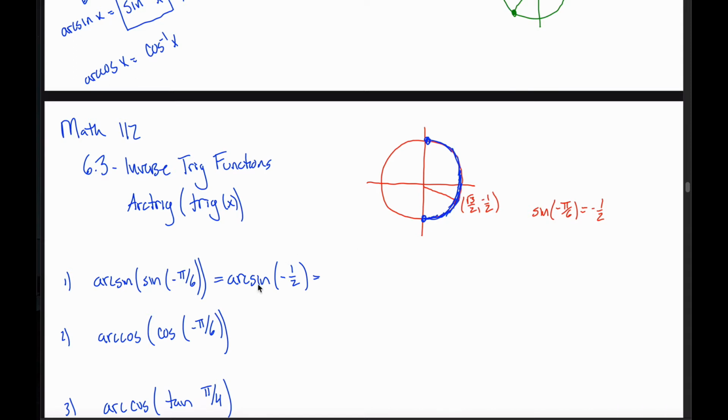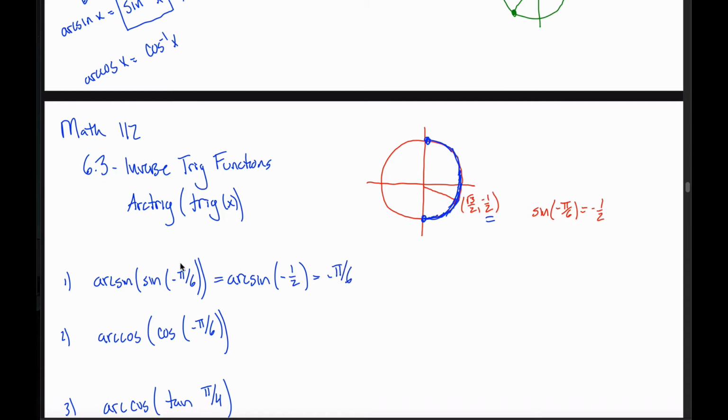Okay, so what am I looking for again? I'm looking for an angle, and I want the sine of that angle to be negative 1/2. Well, the sine of the angle is the y-coordinate. Hey, wait a minute, I already had that. The sine of the angle was negative 1/2 right here at negative pi over 6. What that means is the arcsine of negative 1/2 is just equal to negative pi over 6.